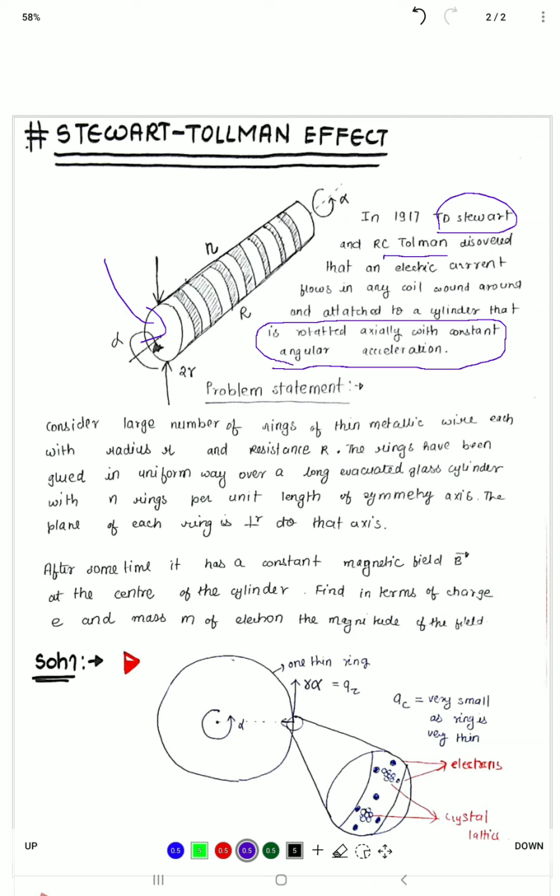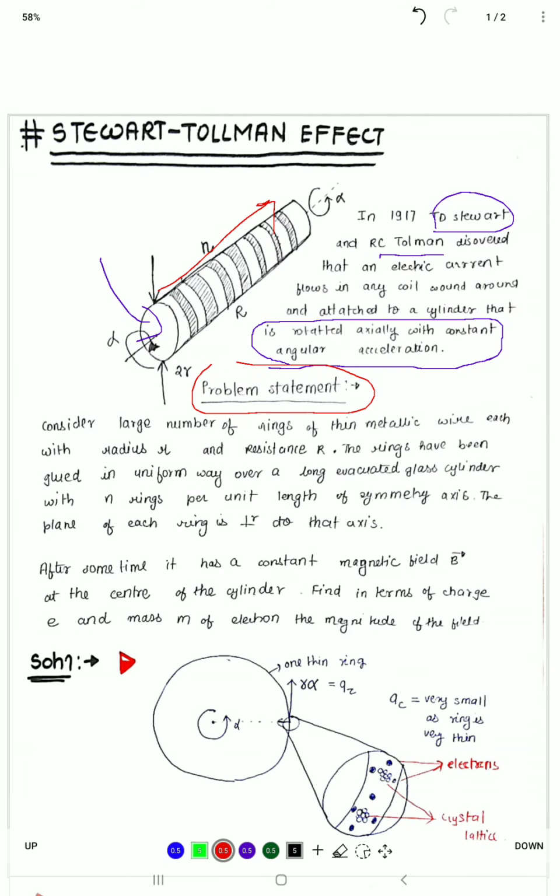This is a glass cylinder on which there are tightly wound coils. Here you can see along the length there are tightly wound coils. So what is the problem statement?